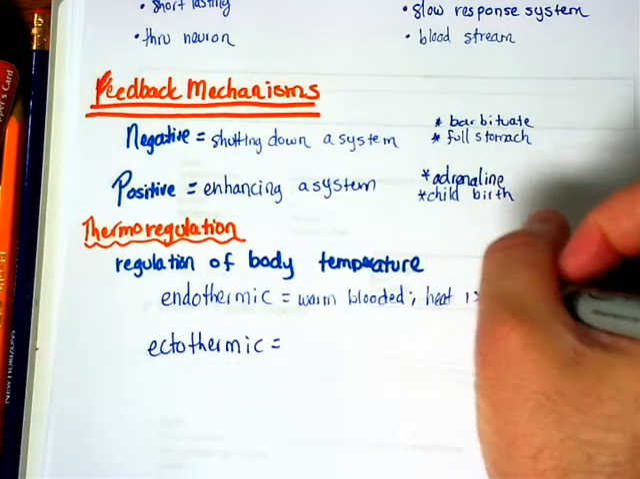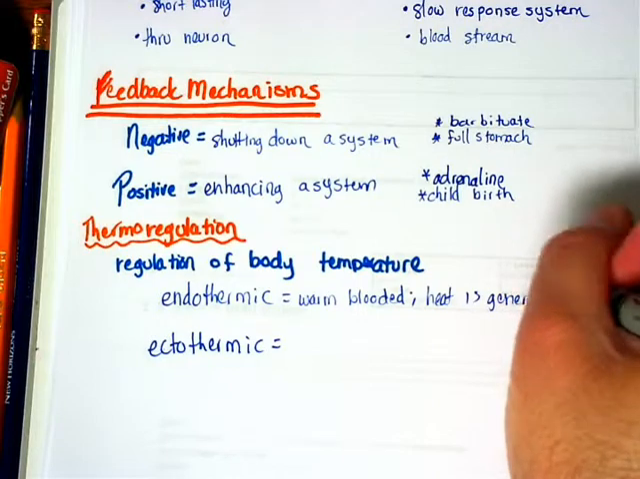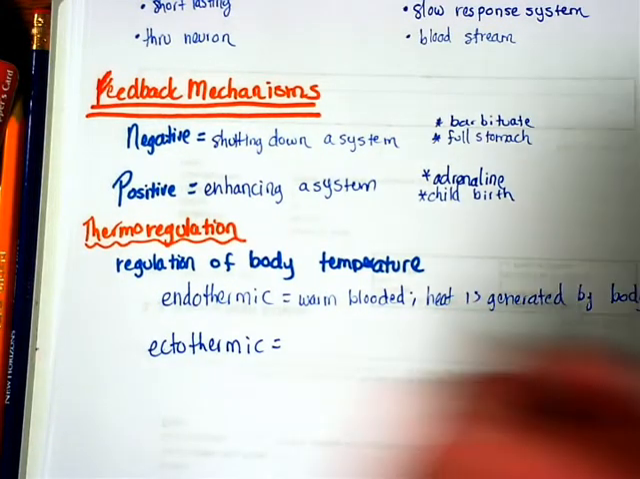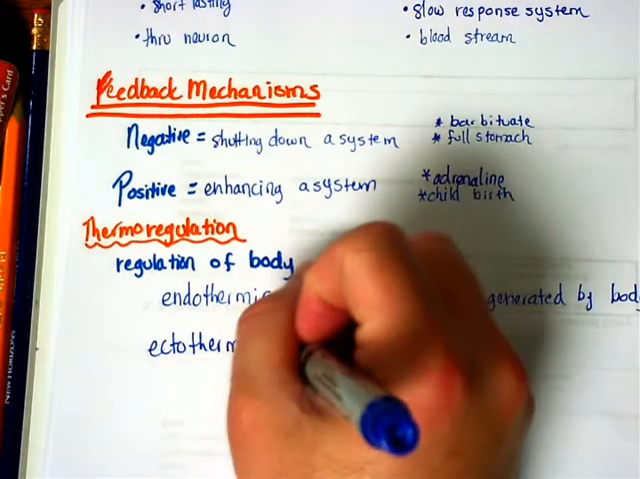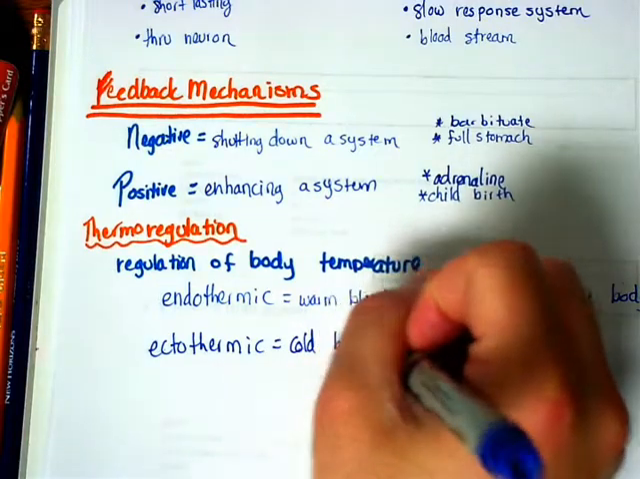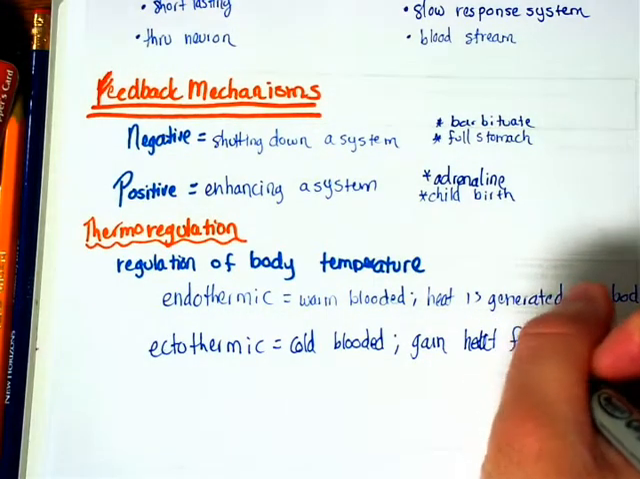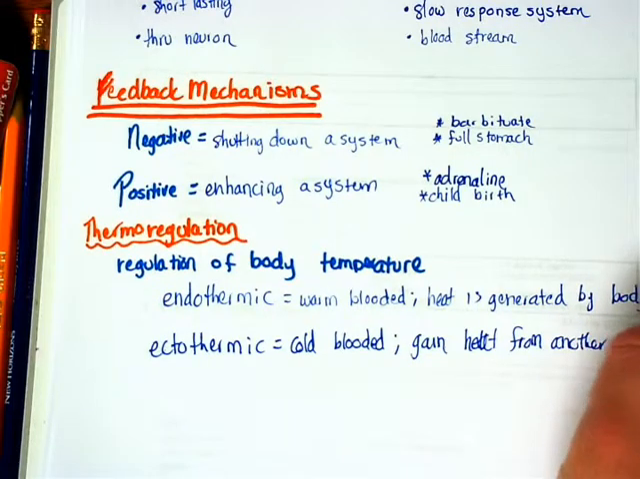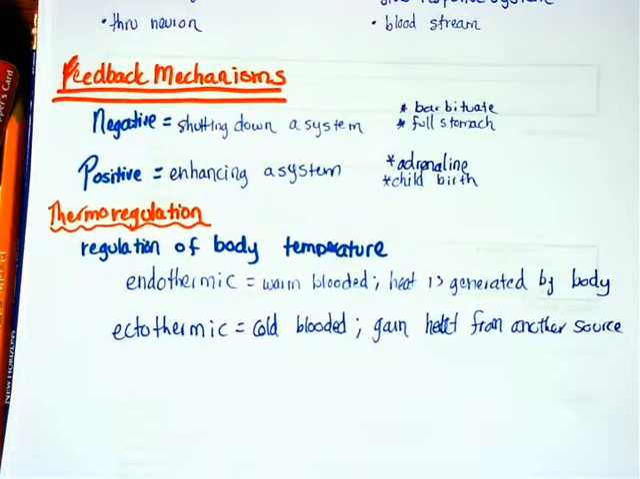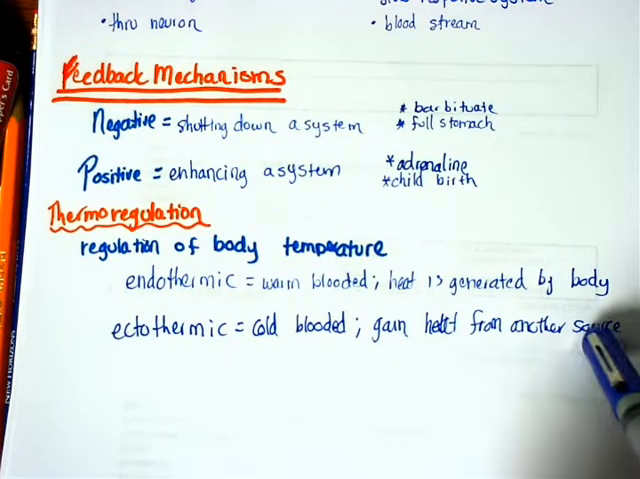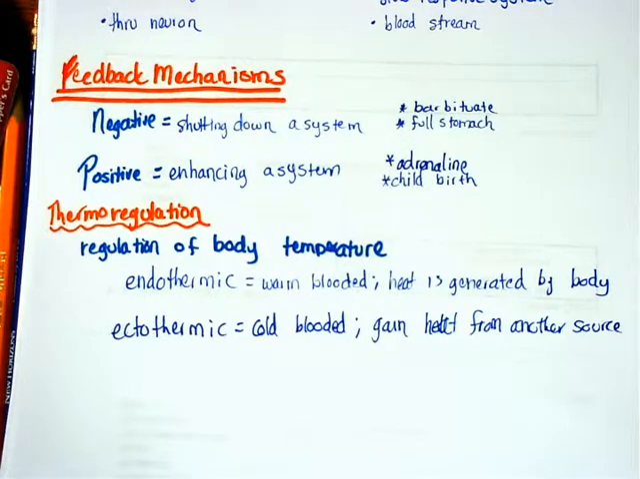So again, in that case, the heat is generated by the body. In the case of ectothermic, this would be a cold-blooded creature, which means they need to gain heat from another source. So I would say that these 2 examples right here, you could put maybe human in this top category, or any other mammal, and then like a reptile in this second category. Because typically reptiles will bask in the sun. That's how they get warm.